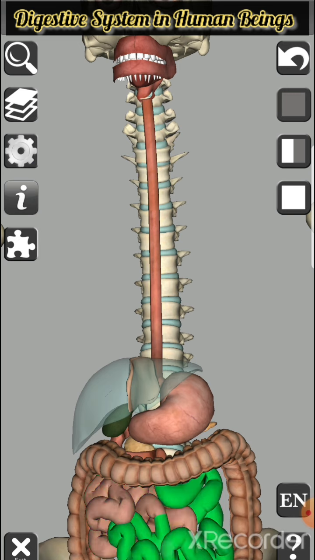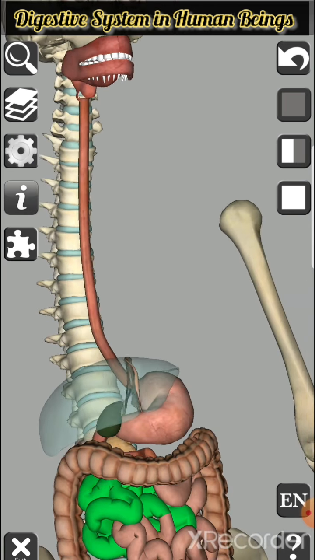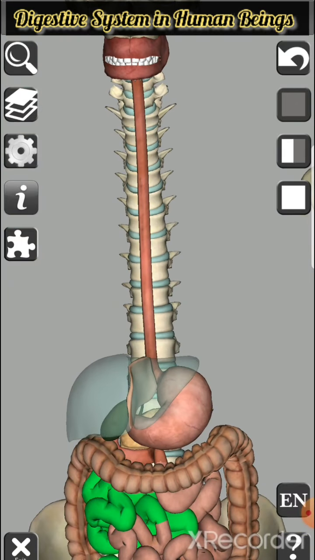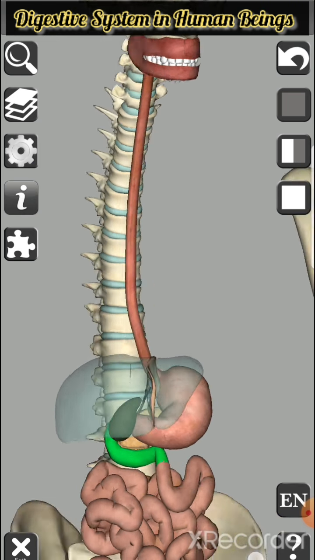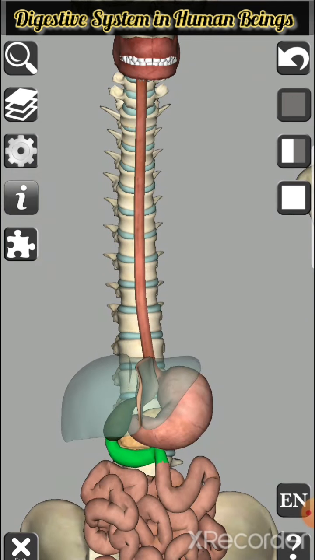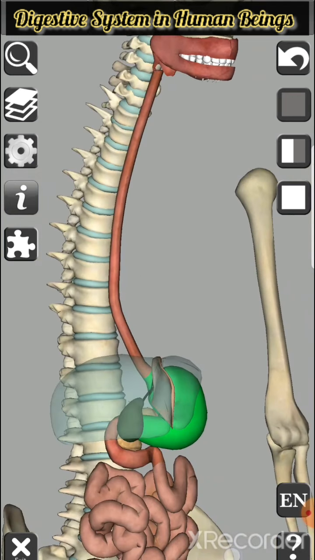Here you can see this tube-like clustered structure, which is the small intestine. Here the food passes from the stomach to the small intestine. Let me remove this large intestine. Here you can see how the stomach is connected with the small intestine. Now before it enters into our small intestine, there are certain glands which secrete different types of digestive juices which help in complete digestion of food.